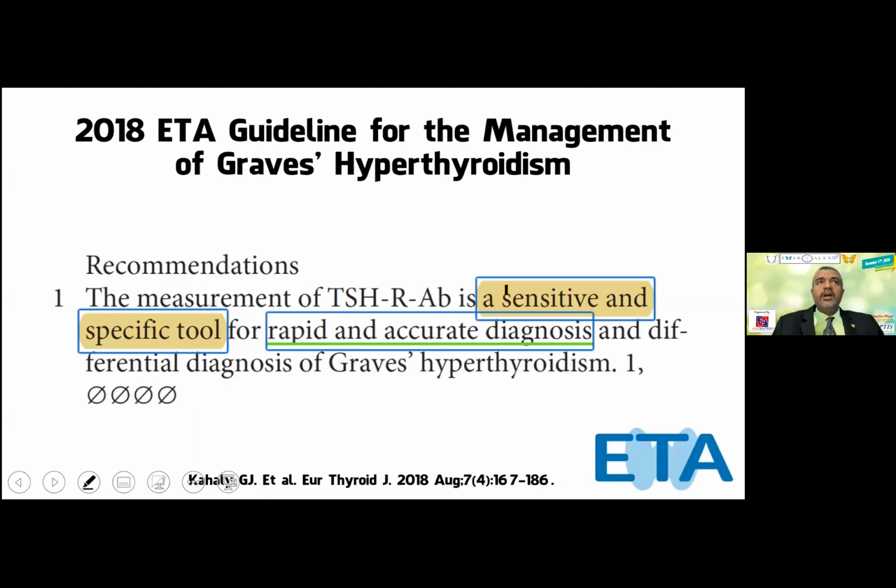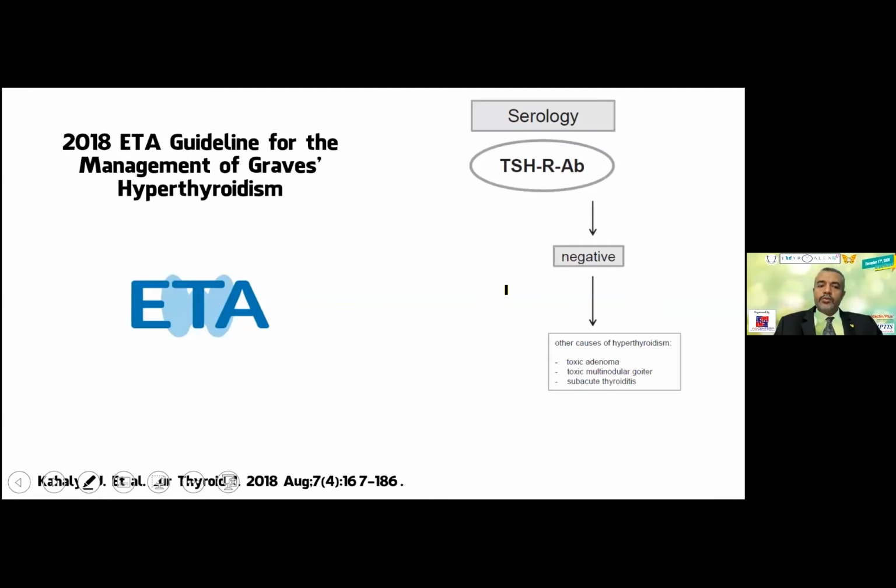So how do we confirm the etiology of hyperthyroidism in our patient? In 2018, the European Thyroid Association recommended the measurement of TSH receptor antibody. They have described TRAbs as a sensitive and specific tool. It can achieve rapid and accurate diagnosis and differential diagnosis of Graves' hyperthyroidism. So according to the recommendations of the European Thyroid Association 2018, you should order TSH receptor antibodies.